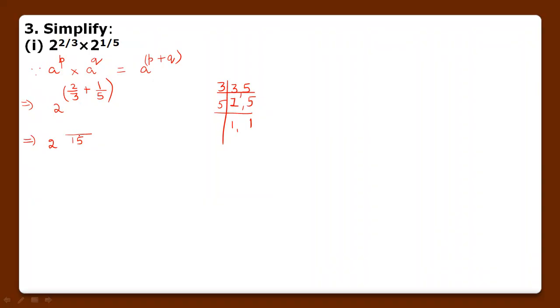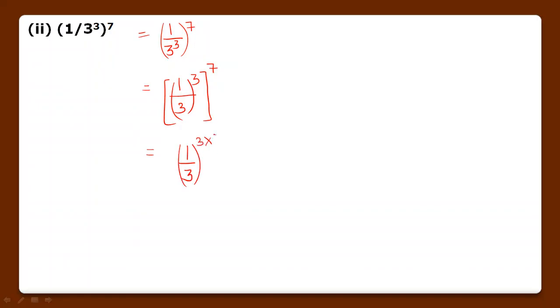3 के टेबल में 15 कब आता है? 5s are multiplied by the numerator. And 5 के टेबल में 15, 3s are multiplied by the numerator. In this way, we'll get 5 2s are 10 plus 3 upon 15, 13 upon 15 is the answer. We have to simplify. जितना हम simplify कर सकते हैं, we'll do till there.